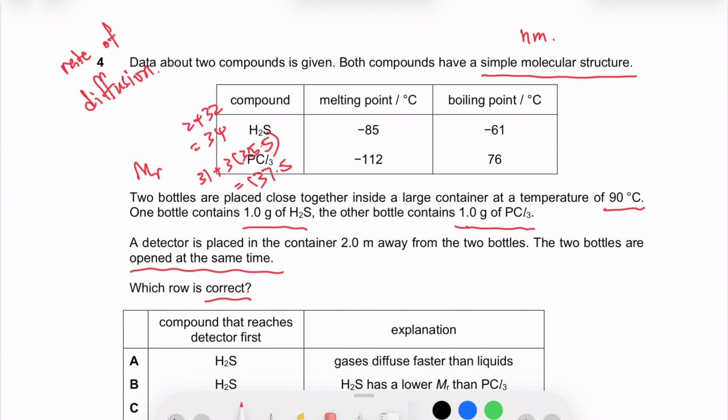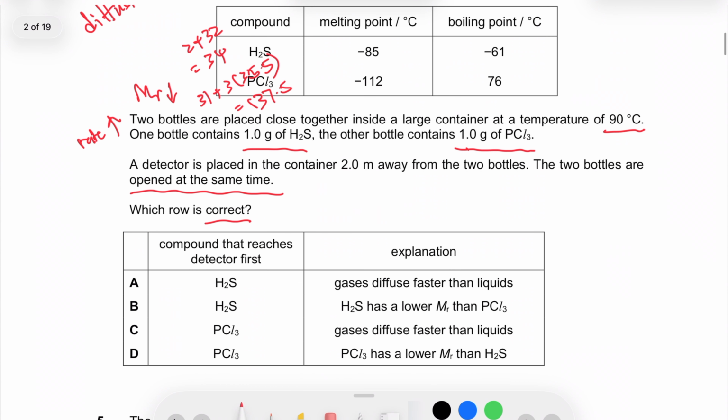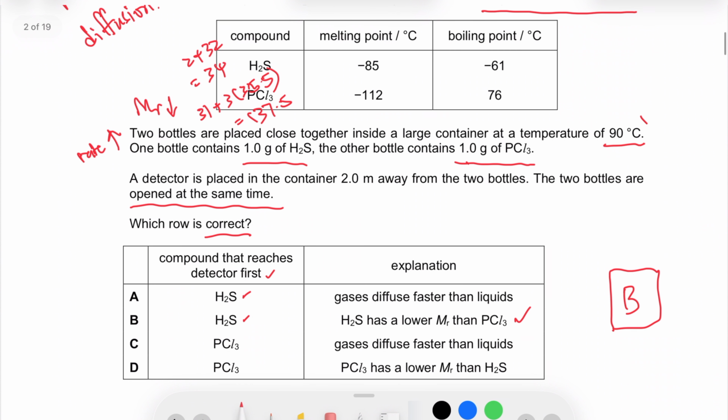The lower the Mr, the higher the rate of diffusion, because you're lighter, so you'll move faster. So who will reach the detector faster? It will be H2S, because it has a lower Mr. So the answer will be B. In this case, the 90 degrees is not really useful, and the 1 gram is not really important. More important is the Mr.